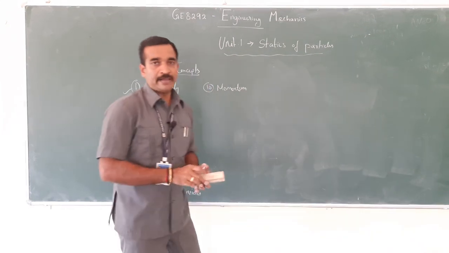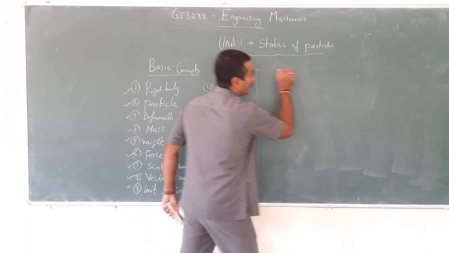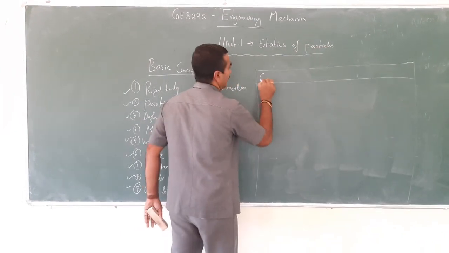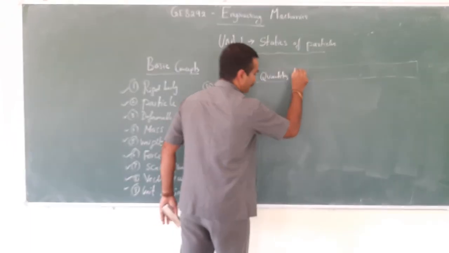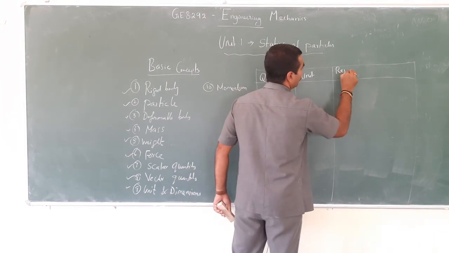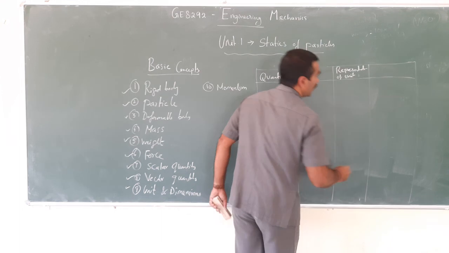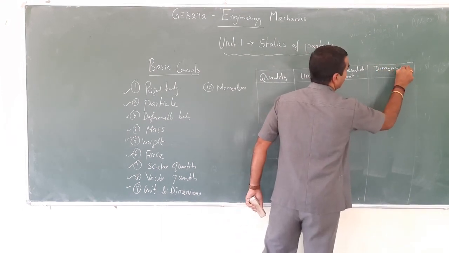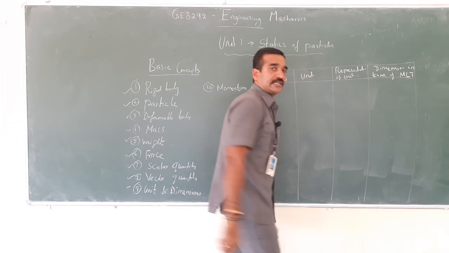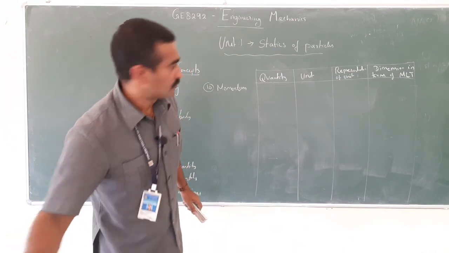Let me give some idea about unit and dimension, how to mention the unit and the dimension. Let me put it in table form so that you would be in a position to understand in a better manner. Let me give the quantity here and the unit here. Next, the representation of unit and dimension in terms of MLT format. MLT is nothing but mass, length and time. Let me give some examples.